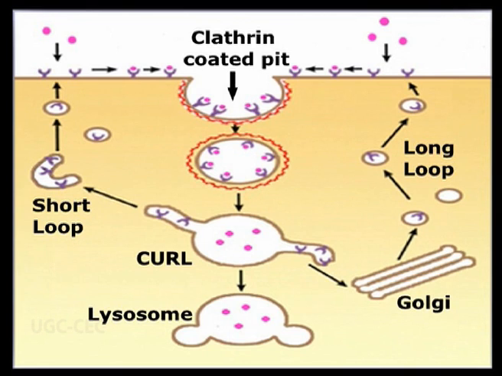Hormone-receptor complexes are treated in a similar manner, except that the liberated receptors first go to the Golgi apparatus before returning to the plasma membrane. This is called the long loop.